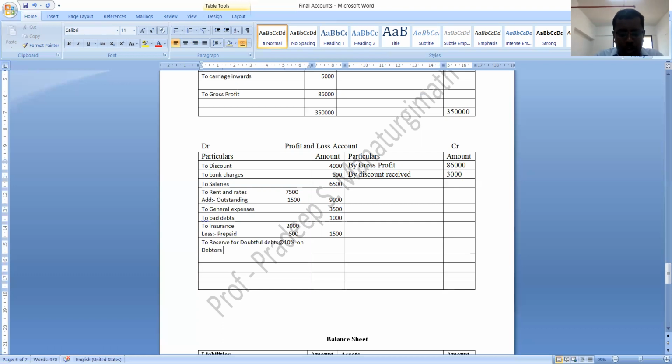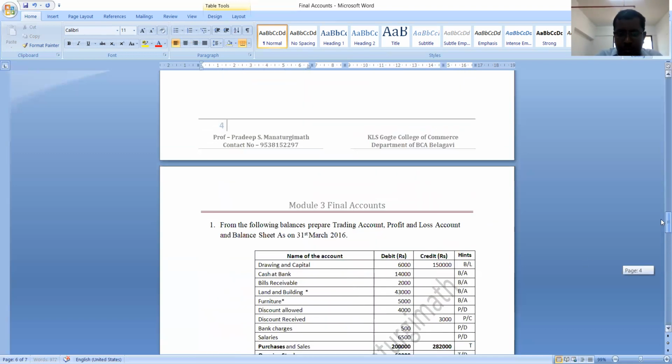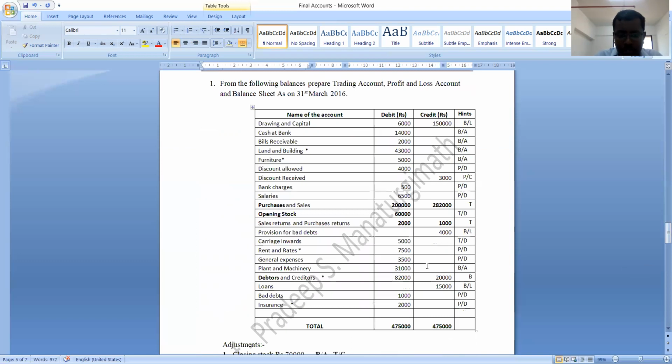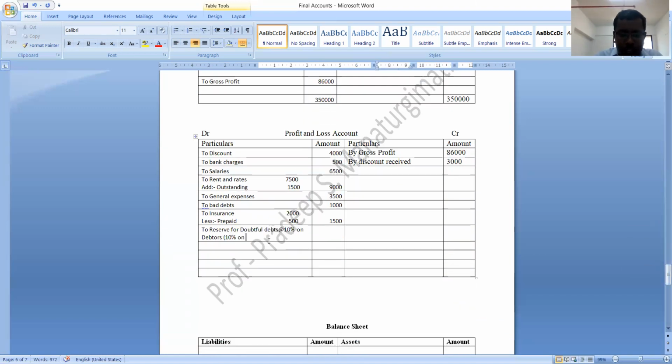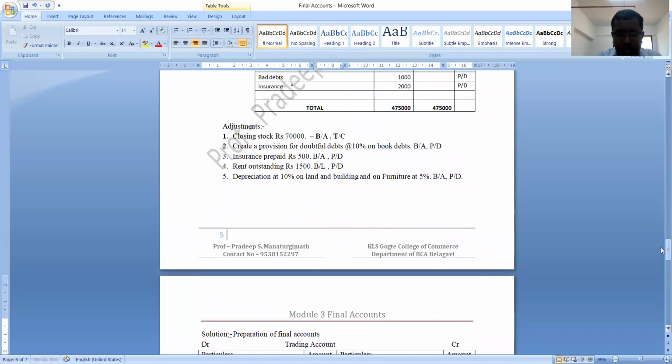How much is the amount of debtors? Go through the trial balance. In trial balance, you will find the amount of debtors. Here is debtor. It is 82,000. 10% on how much? 82,000. 10% on 82,000 is how much? It is rupees 8,200. So we recorded second adjustment in profit and loss account.